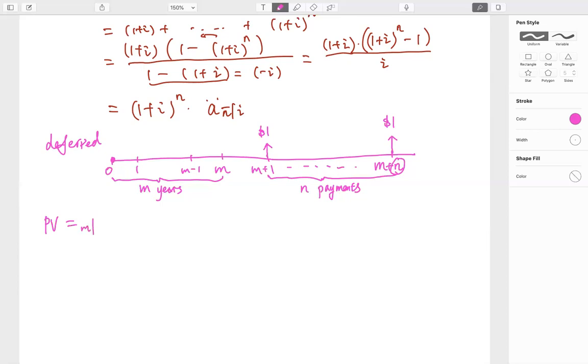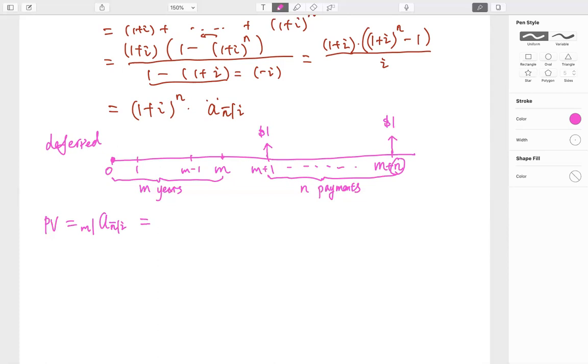This means it's deferred by m years, and starting from this m, we have an annuity immediate for n payments, right? So this is the notation for a deferred annuity immediate, and it is deferred for m years. Okay, but that's not the point I'm trying to make. In my suggestion, always write down what you are trying to calculate, not the formula. The formula is not important, right?